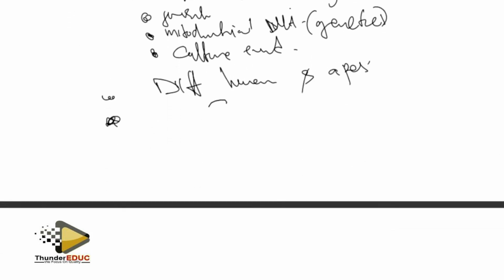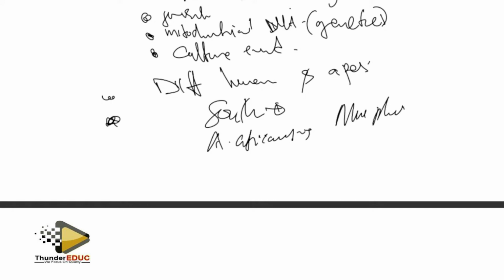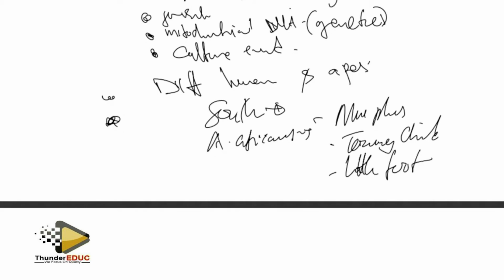So, you need to know, don't go to the paper without knowing 3 species discovered in South Africa. South Africa, at least 3. Don't go without knowing the 3 species which belong to Australopithecus africanus. Please don't. Which is Mrs. Ples, Taung Child, and then Little Foot. These are the 3 Australopithecus africanus discovered in Africa.